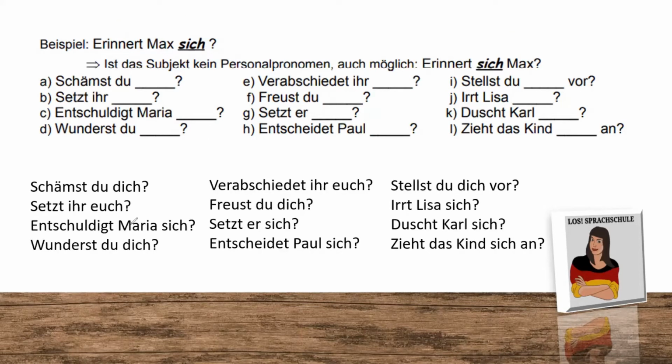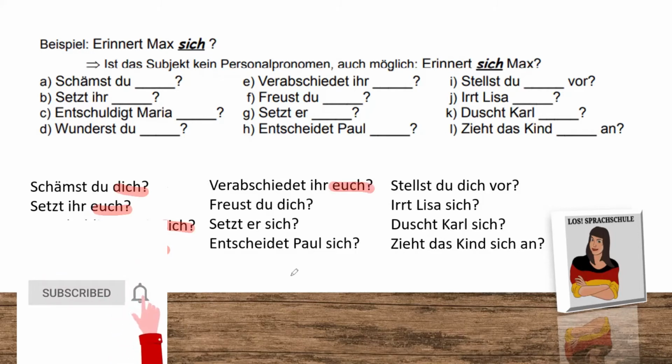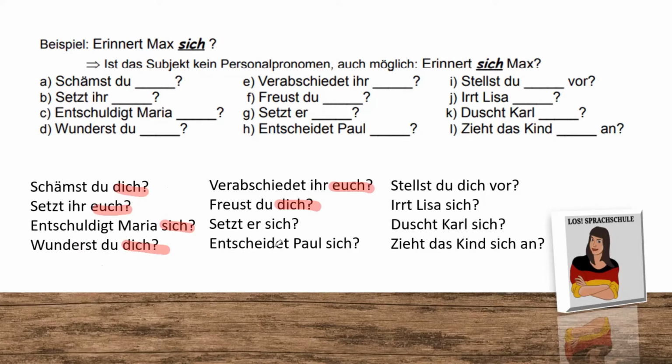I will read now the solutions and also translate them. Keep in mind, this is not the real way to say those statements in English, but it helps you to maybe realize how the grammar functions. Schämst du dich? Are you ashamed? Setzt ihr euch? Are you sitting? Entschuldigt Maria sich? Is Maria excusing herself? Wunderst du dich? Are you wondering yourself? Verabschiedet ihr euch? Are you saying goodbye? Freust du dich? Are you happy? Setzt er sich? Is he sitting down or sitting himself down? Entscheidet Paul sich? Is Paul deciding?